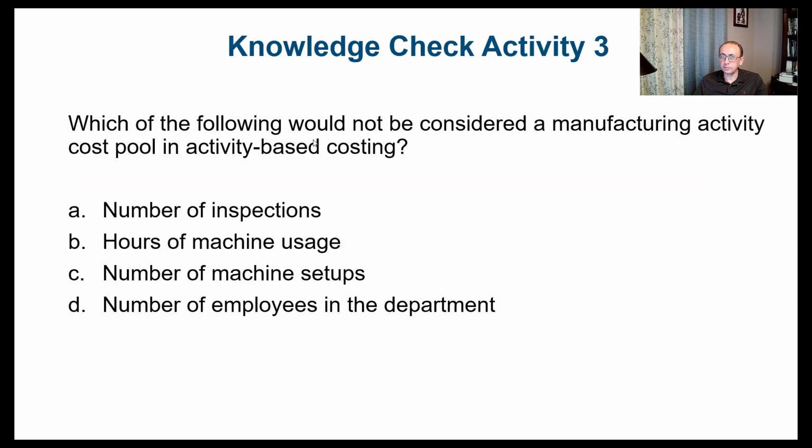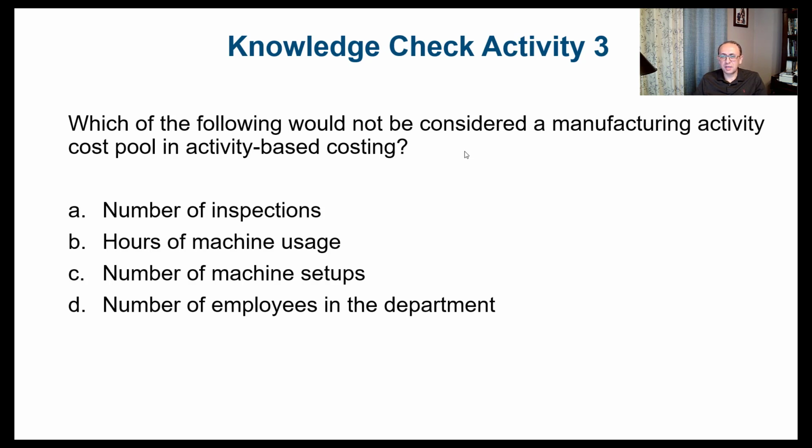So let's test our knowledge and see if we remember this. Which of the following would not be considered a manufacturing activity cost pool in activity-based costing? Could it be the number of inspections? I think we use that. Hours of machine usage? Again, we also use that. Number of machine setups? I think we use that as well. So let's see the other one. Number of employees in the department.